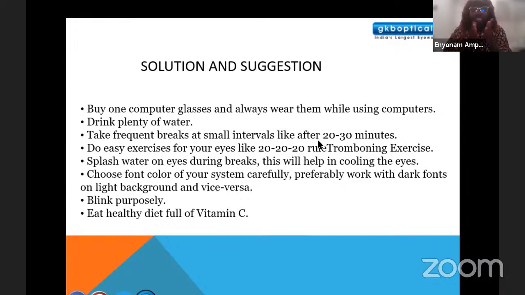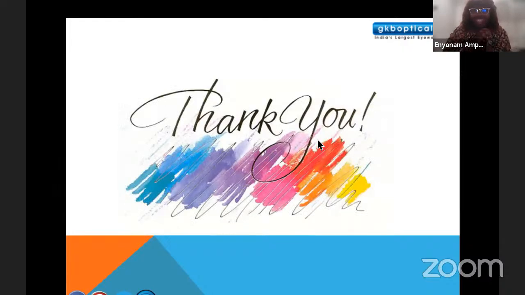Also blink purposely and eat a healthy diet full of vitamin C. We know that vitamin C is good for us and it has antioxidant properties. Antioxidants on the eye just help reduce oxidative stress. So all these things, especially vitamin C and even other vitamins, help the health of the eye also. So thank you. If anyone has any question.